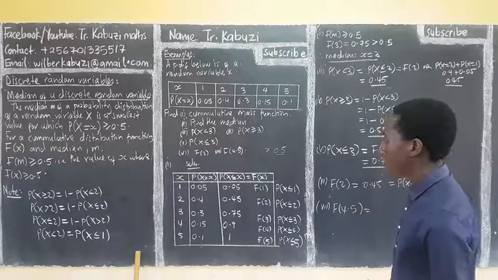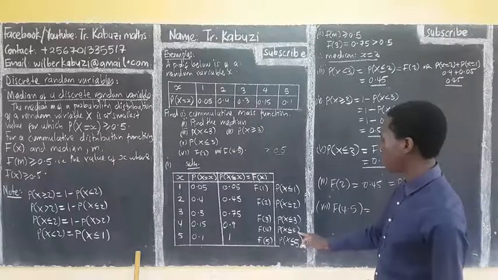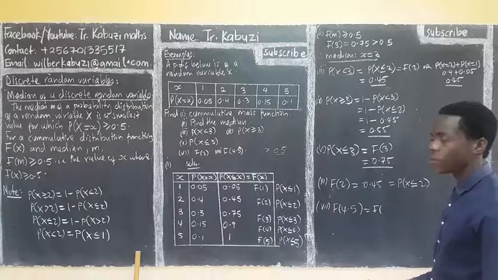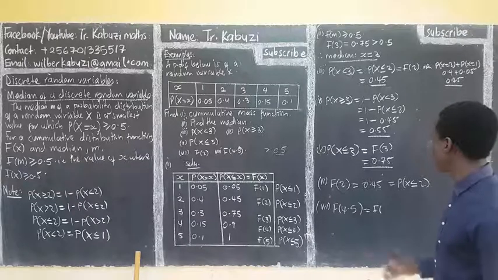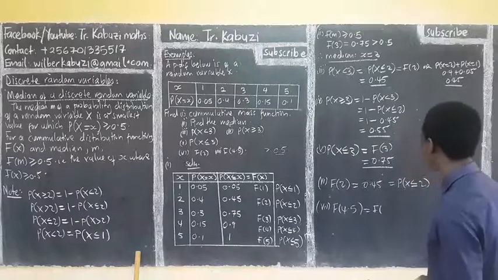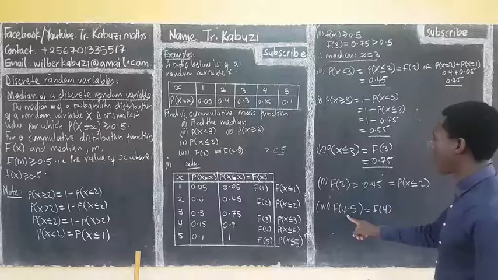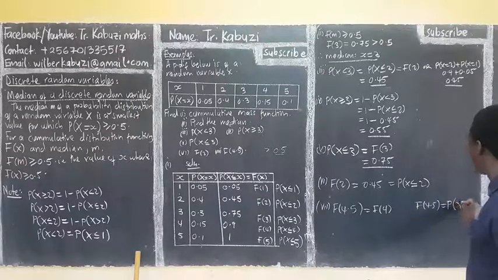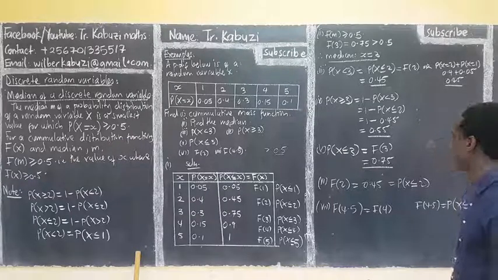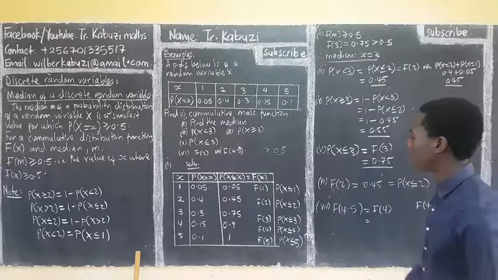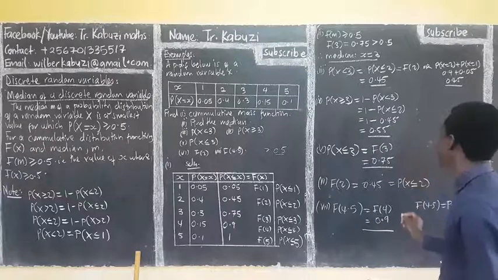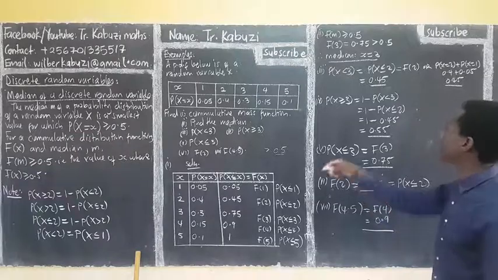Now this one, F of 4.5, see that we have not reached it. How do we interpret this? F of 4.5 is the same as probability when x is less or equal to 4.5. But we don't have the corresponding value for 4.5, that's why we just go to 4. And this is going to be 0.9 as the value. So those are the values for these questions.